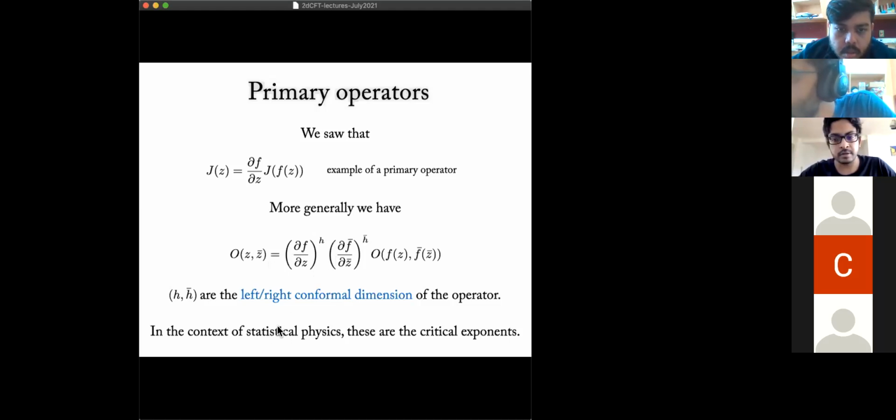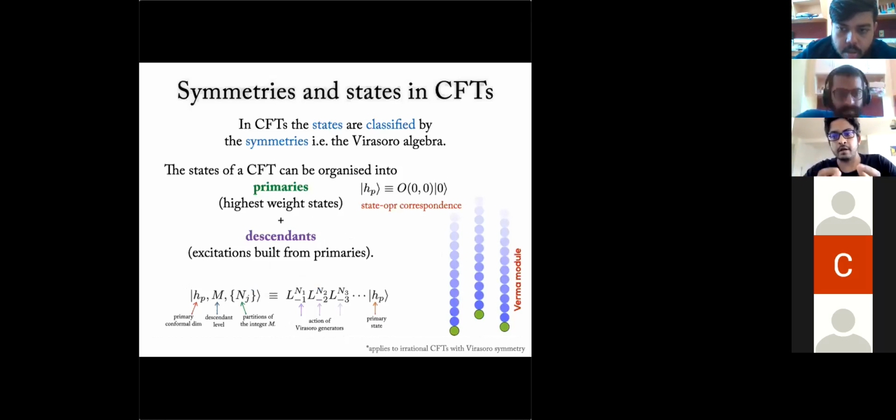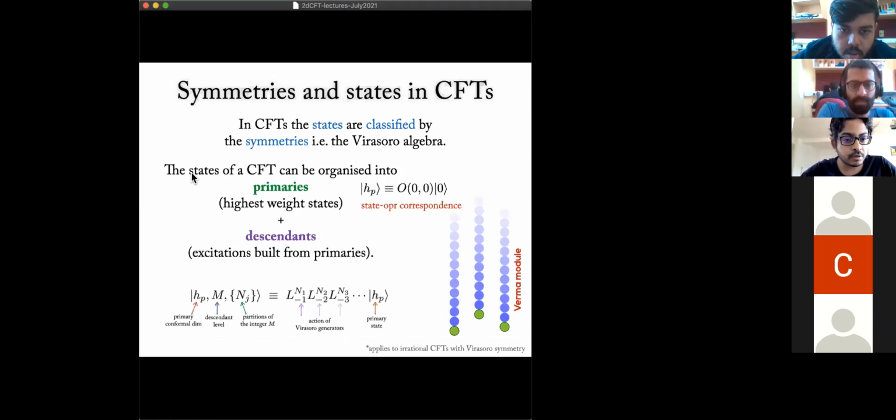And in the context of statistical physics, while describing phase transitions and so on, these numbers h and h bar correspond to the critical exponents. Okay, so since we have a large symmetry algebra, we can classify the states in a CFT using these symmetries. So the states in CFTs can be organized into highest weight states of this Virasoro algebra. So these are called the primaries. This is actually the reason why they are called primaries.